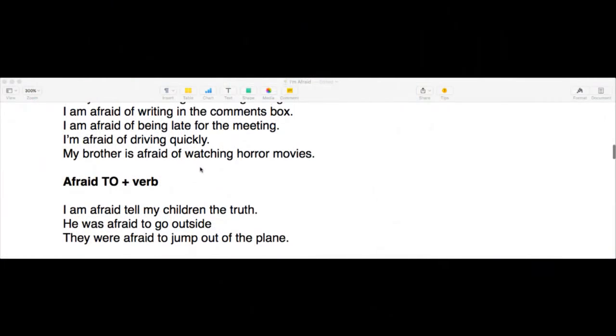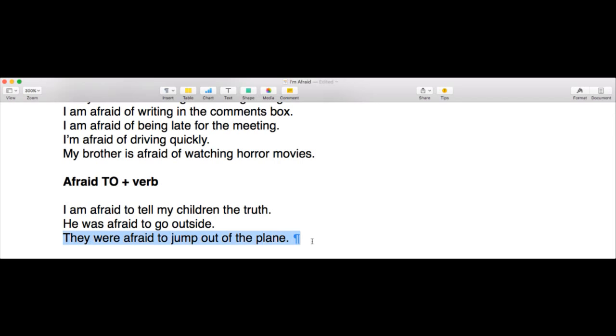For example, I am afraid, oh dear, I've written it wrong here. I'm afraid to tell my children the truth. He was afraid to go outside. And that needs a full stop. Goodness me, I wrote this in such a hurry. I've made so many mistakes. They were afraid to jump out of the plane.